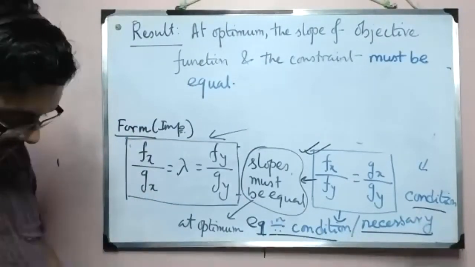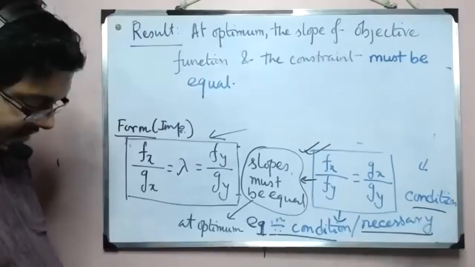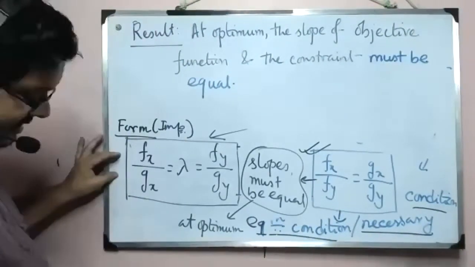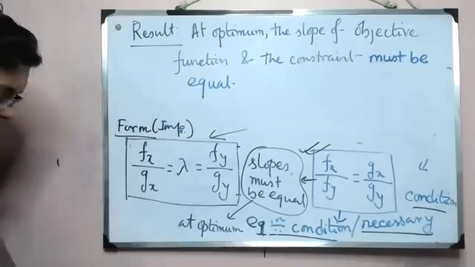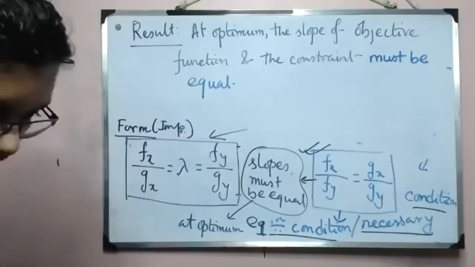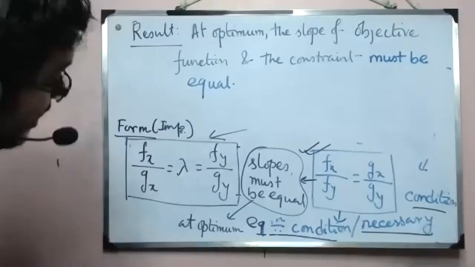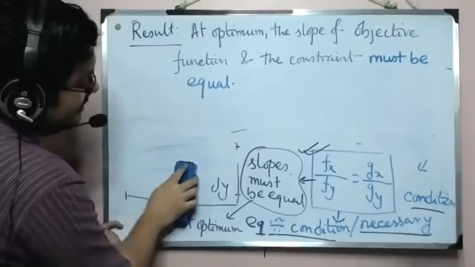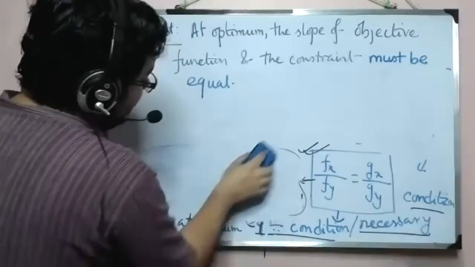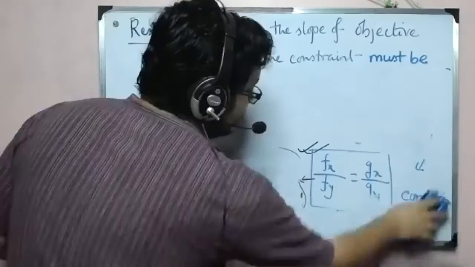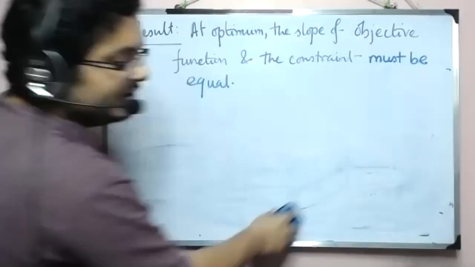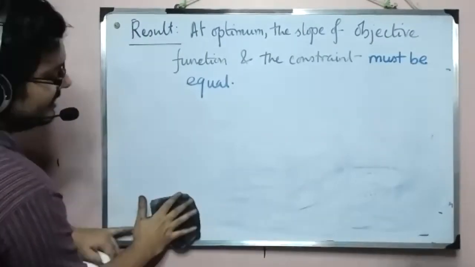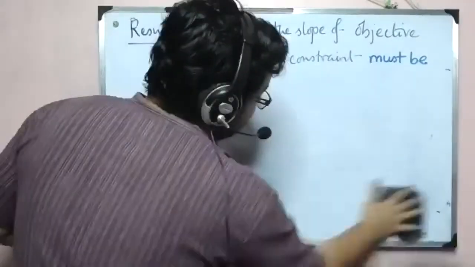Now, as I said, this is indeed a very important result. I'll just mention what lambda actually is, and then in the next session we will actually derive the result, because that derivation is a bit long.